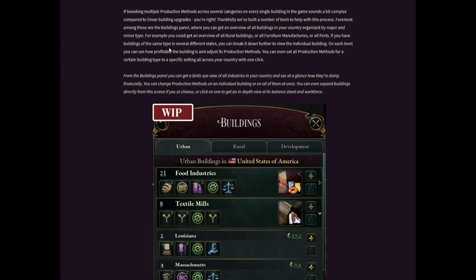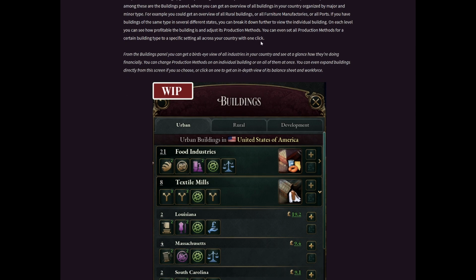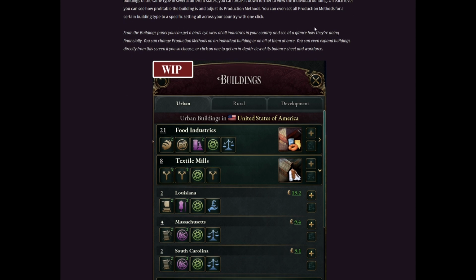If you have buildings of the same type in different states, you can break it down further to view the individual building even. On each level you can see how profitable the building is and adjust its production methods. You can set all production methods for a certain building type to a specific setting all across your country with one click, which is a good thing. Like if you want to change everything in one thing. Yeah.